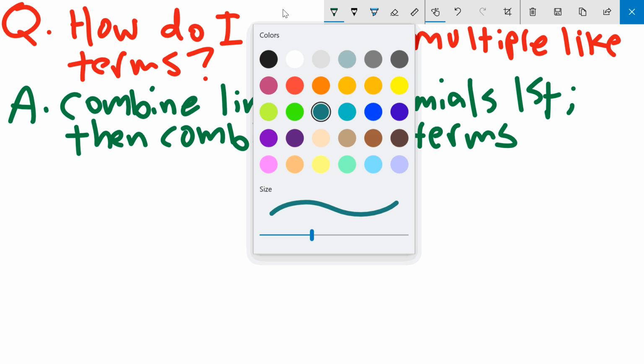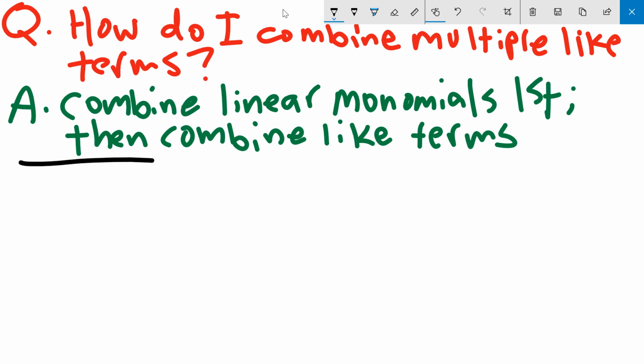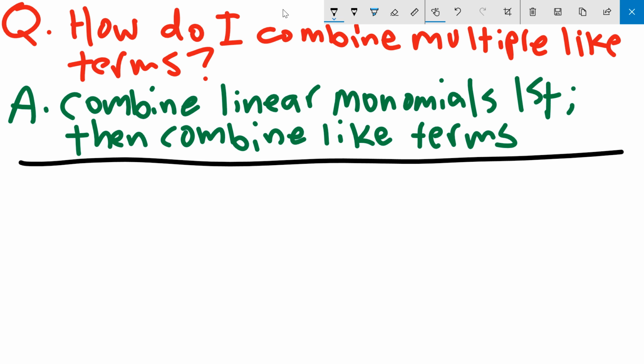And I want you to remember, combine just means add. When you say combine, that just means you're adding, is all that means. And so let's take a look at a problem.